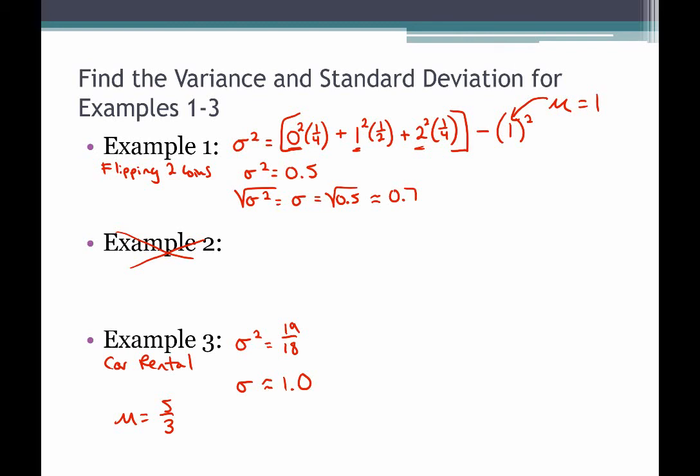This would be a great opportunity to throw those things in your calculator, especially if you've just been writing down, let me do the computation, which is fine. But now would be a great opportunity to practice entering that in yourself. Especially with all those fractions, all those squares.